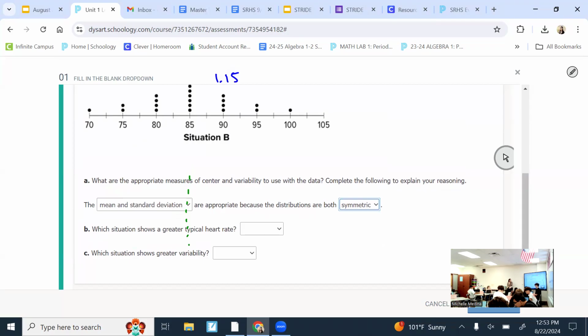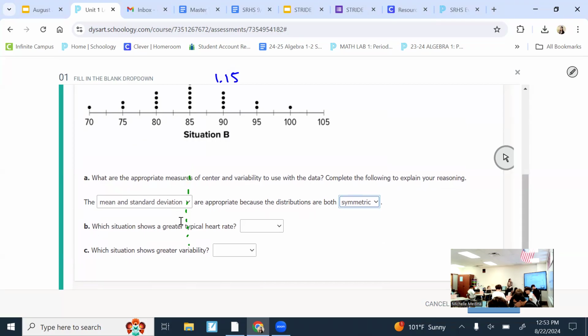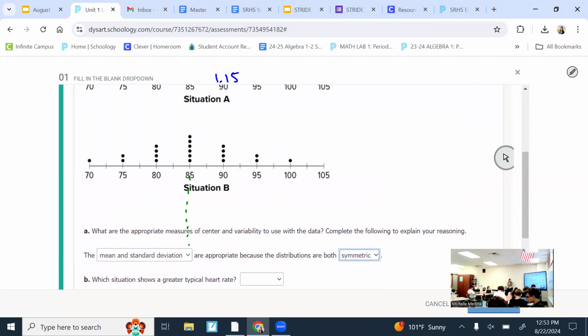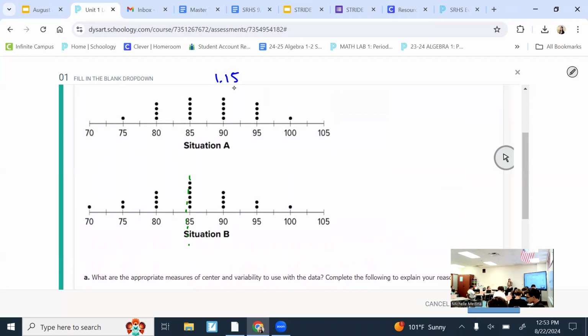Which situation shows a greater typical heart rate? Typical values, would that be center or spread? Typical would be measures of center, okay? So we're asking basically which one would have a higher mean. So what's the mean of situation A?